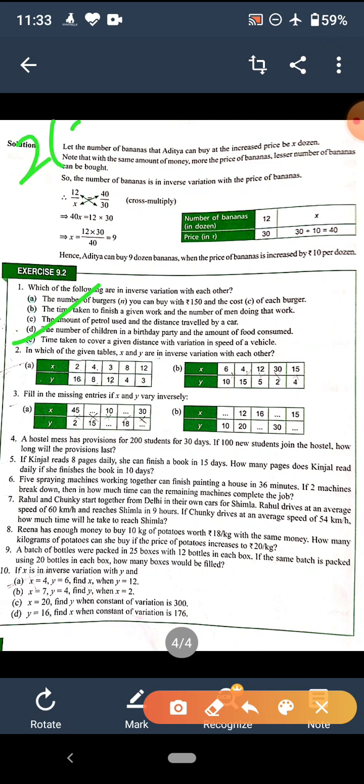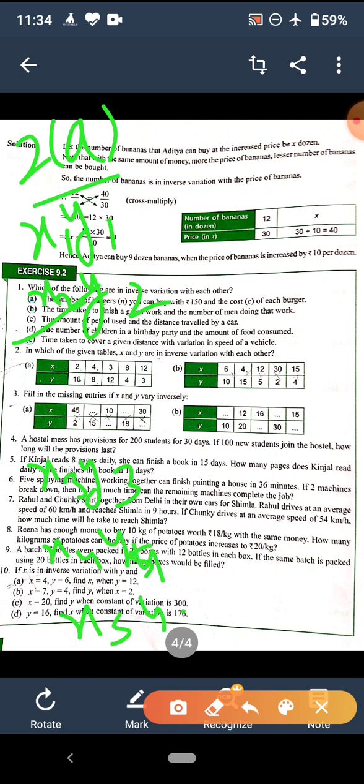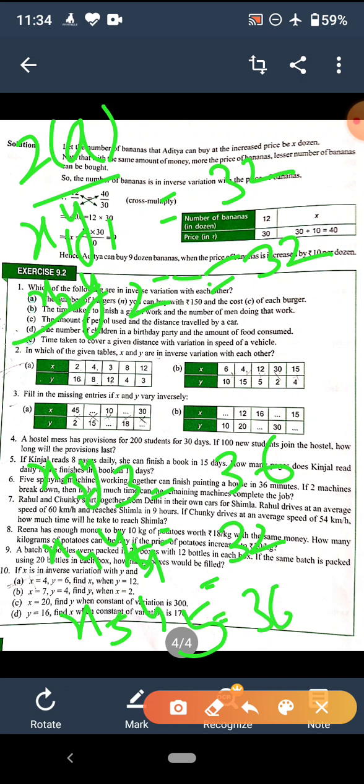So let us discuss. Multiply x1 y1, x2 y2, x3 y3, x4 y4 and x5 y5. Let us start doing multiplication. So 2 into 16 is 32, 4 into 8 is 32, 3 into 12 is 36, 8 into 4 is 32, 12 into 3 is 36. So you have seen that they are different. So no, they are not in inverse variation.